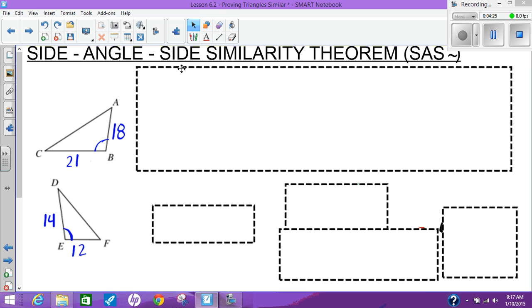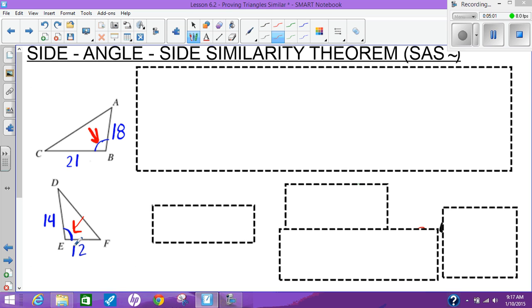We have one more way to show that triangles are similar. It's the side-angle-side similarity theorem. Again, a theorem, something somebody proved to be true. So here we're going to have two pairs of sides and the included angles. The included angle means that the angle is between the two sides that we're using. So we can see here in this triangle that angle B is between AB and BC, which are the two sides that we're going to use as our corresponding pairs.